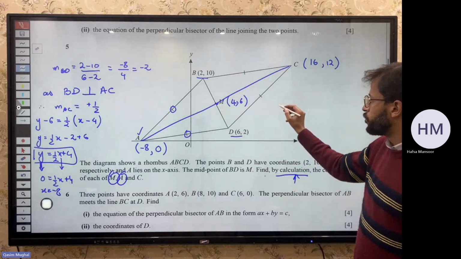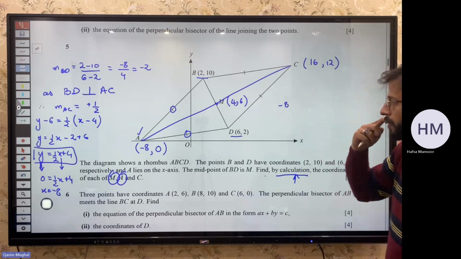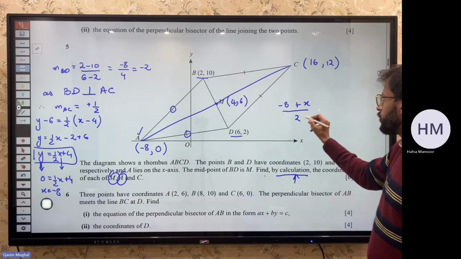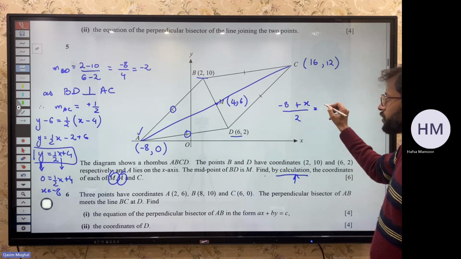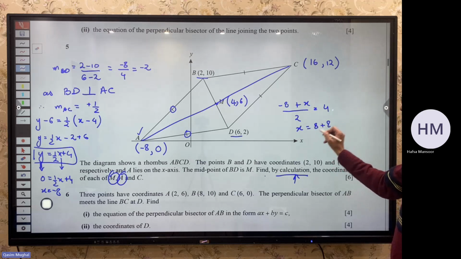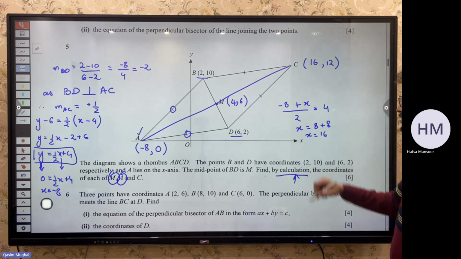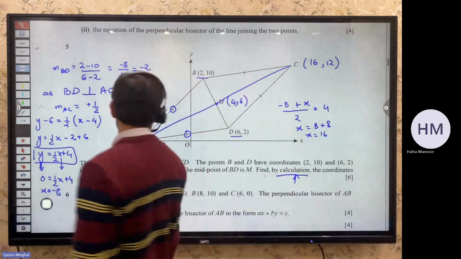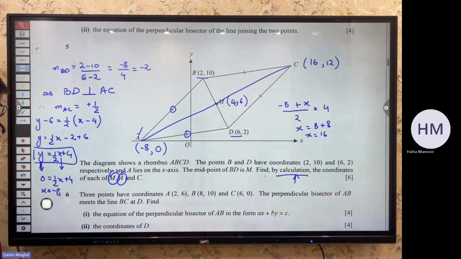For the calculation, we know that the x coordinate of A plus the x coordinate of C divided by 2 will give us the x coordinate of the midpoint, which is 4. So x will be equal to 8 plus 8, which is 16. Exactly in the same way, we will work out the y coordinate for the point C. Clear?